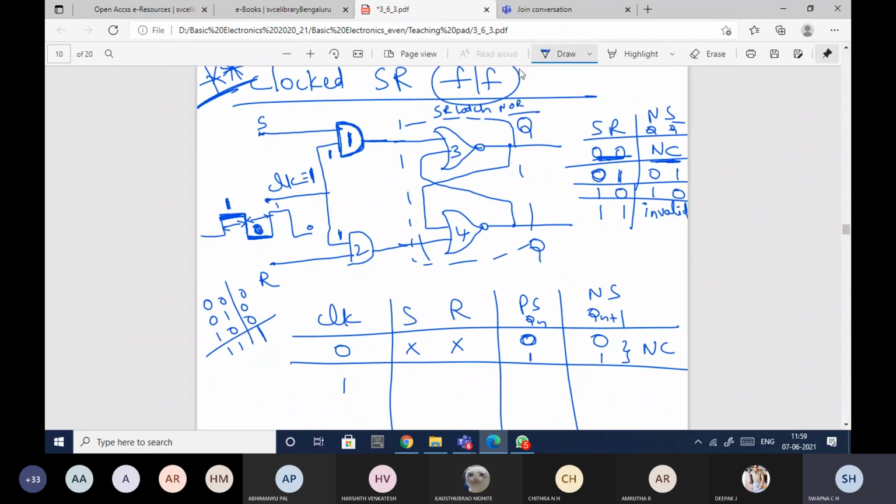First of all, let us consider the clock to be 0. When the clock is 0, let me erase everything first. If you observe this part, whatever is written in the dotted line is nothing but the SR latch using NOR gates. This input is S bar, and this input I'll name R bar.